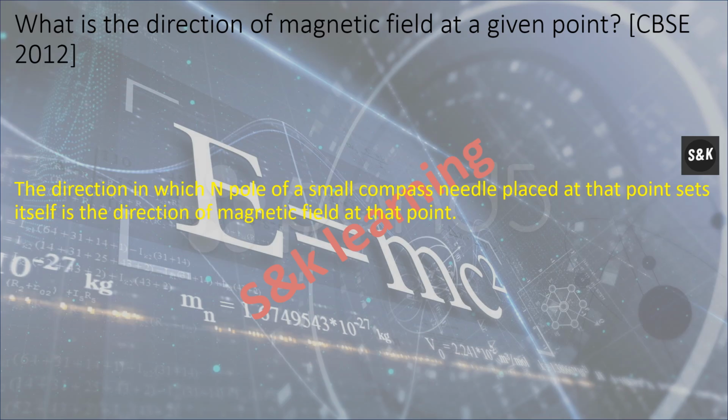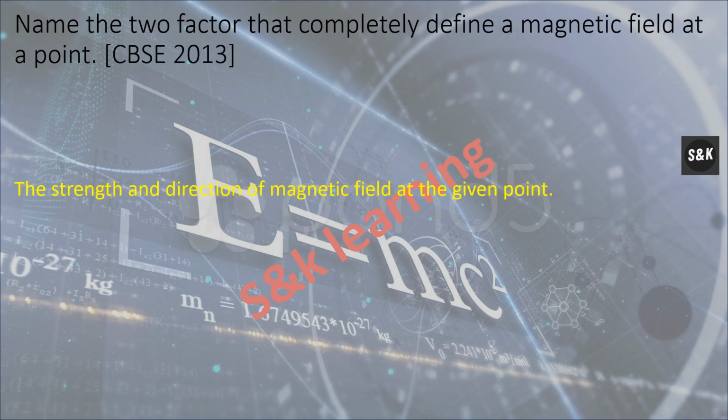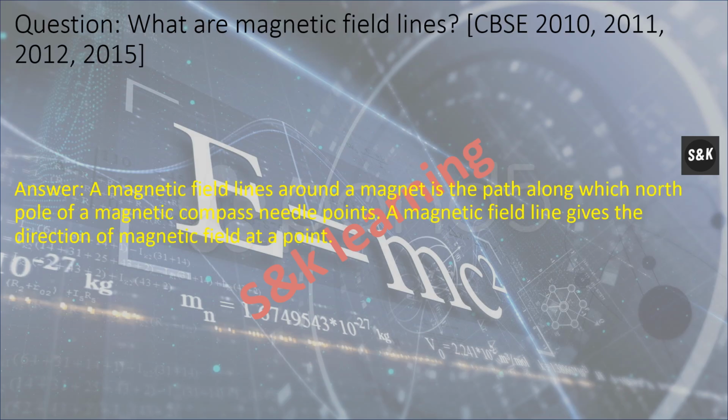What is the direction of magnetic field at a given point? The direction in which the north pole of a small compass needle placed at the point sets itself is the direction of the magnetic field at that point. Name the two factors that completely define a magnetic field at a point: the strength and the direction of the magnetic field at the given point.